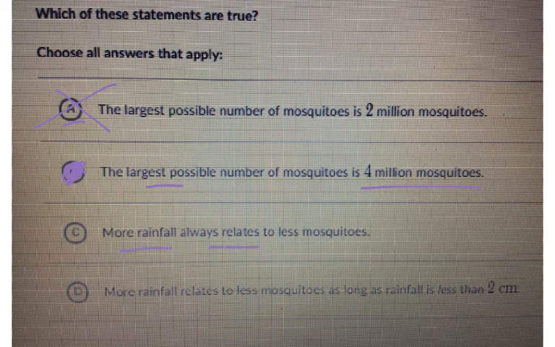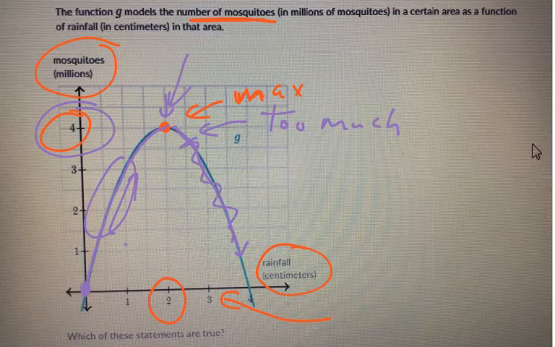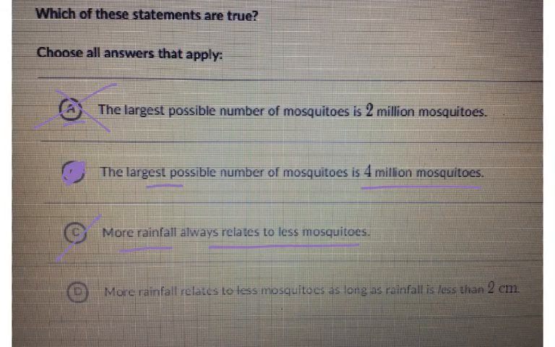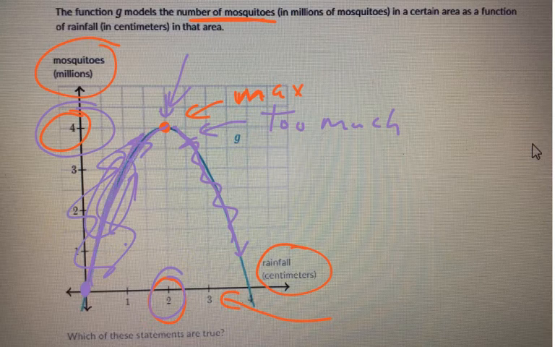More rainfall always relates to less mosquitoes. That's not true. Over here, the more rainfall, we get more mosquitoes. It's after we reach the maximum value that more rain means less mosquitoes. See, over here, there's going to be less mosquitoes. So that's why that one is false. More rainfall relates to less mosquitoes as long as the rainfall is less than 2. That is wrong, because less than 2 means I'm over here. And over here, that's where I'm getting more mosquitoes.